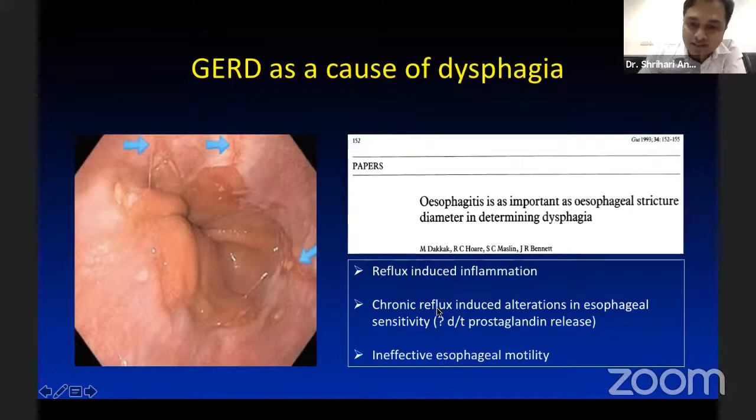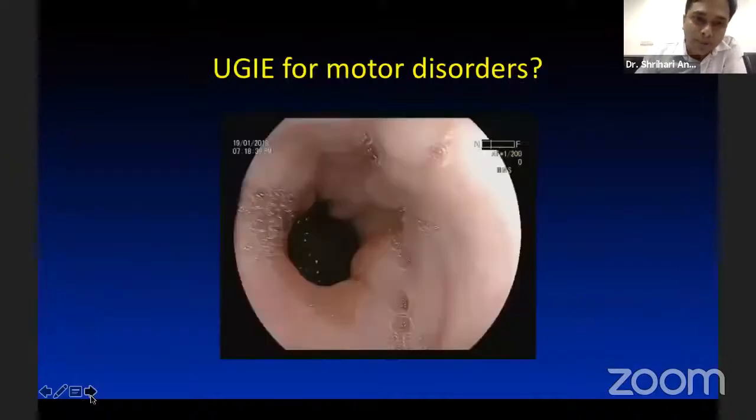The chronic reflux can also lead to alterations in the esophageal sensitivity. This is because of the prostaglandin release. And you also tend to see a lot of patients having ineffective esophageal motility as a spectrum of GERD. So all these things lead to a sense of dysphagia in these patients in the absence of strictures. So GERD is an important cause for dysphagia.